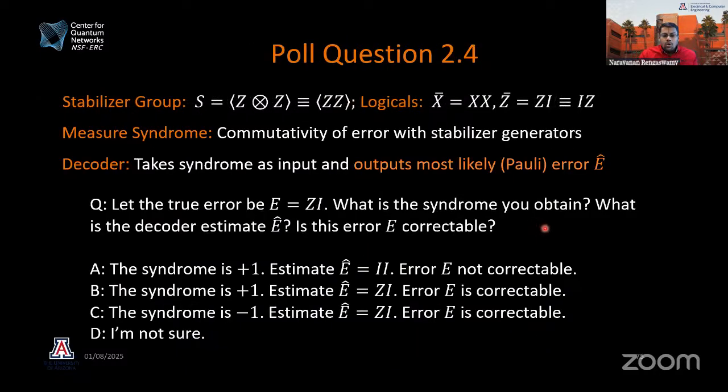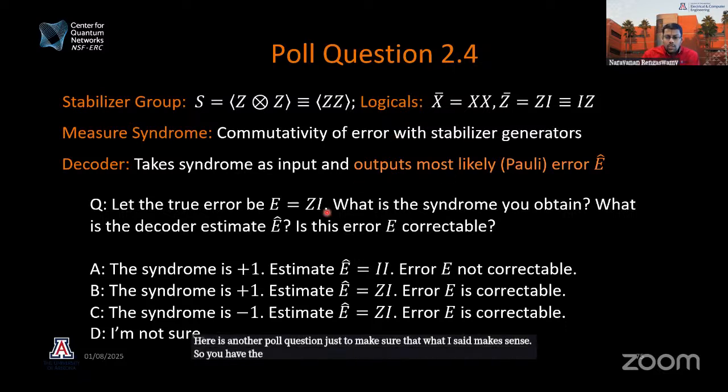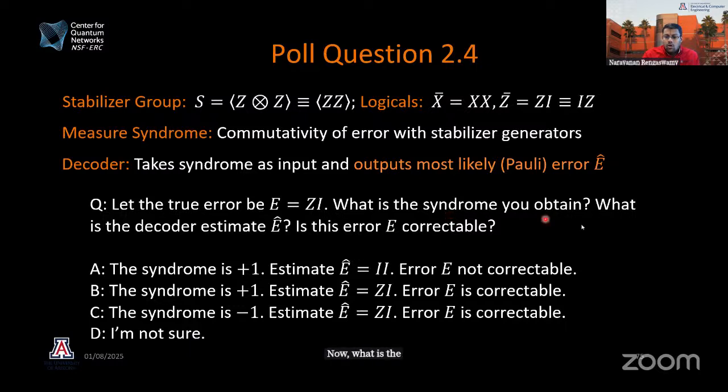Here is another poll question, just to make sure that what I said makes sense. So you have the code definition and the logical operators. Now, what is the syndrome for the error Zi? If we looked at the error Xi, what is the syndrome for the error Zi? And tell me if it's correctable.